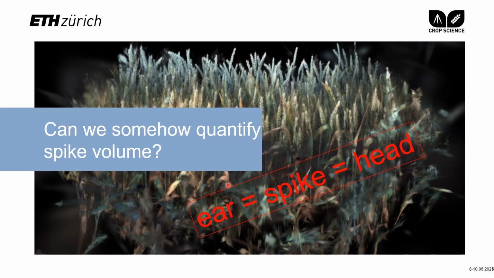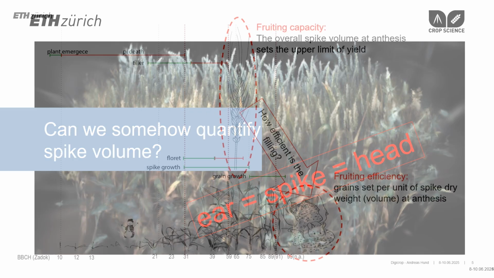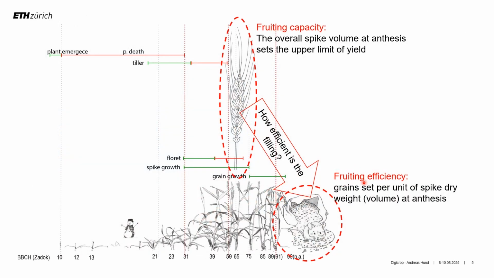But before I go back to this seasonal change, which comes back later, I would like to go now into the fruiting capacity story, where we try to get the spike volume out of images. So by the way, when I talk about ear, spike or head, it's all the same, just different expressions of the same thing. So again, you have seen that already.